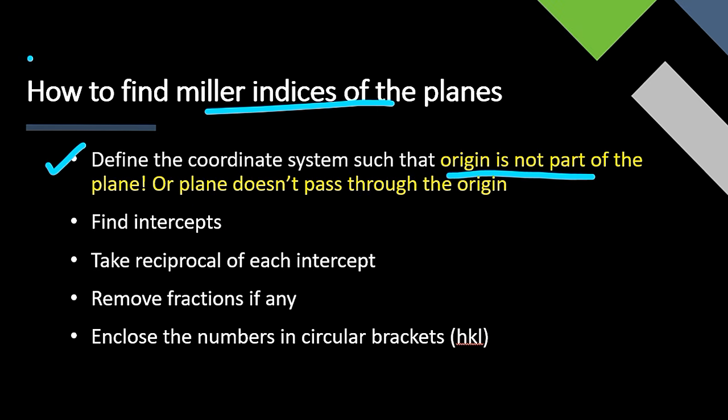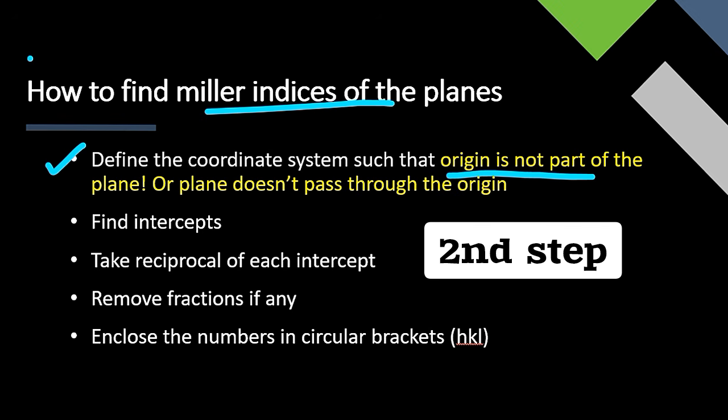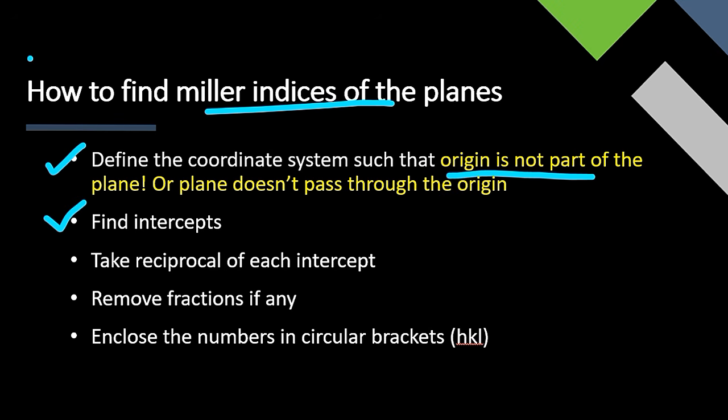Now when you have defined your coordinate system, and you know where the x-axis, y-axis and z-axis are, the second step is to find the intercepts that the plane is making with these axis lines. In the case of planes, keep in mind that these axis lines play a vital role. You should know where they actually lie, because the point where the plane cuts those axis lines is the intercept. This is what intercept means.